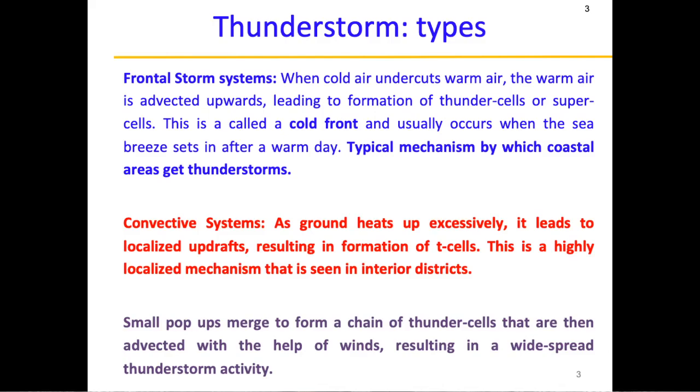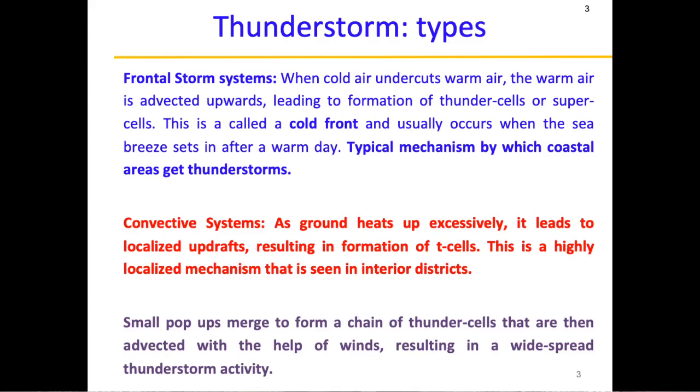intense storm activity. But then, due to conducive conditions of wind direction, or the upper level winds, if they are strong enough, then they will lead to merging of these small pop-ups or small cells, and then you can have one massive cell which will just give you a widespread thunderstorm activity.